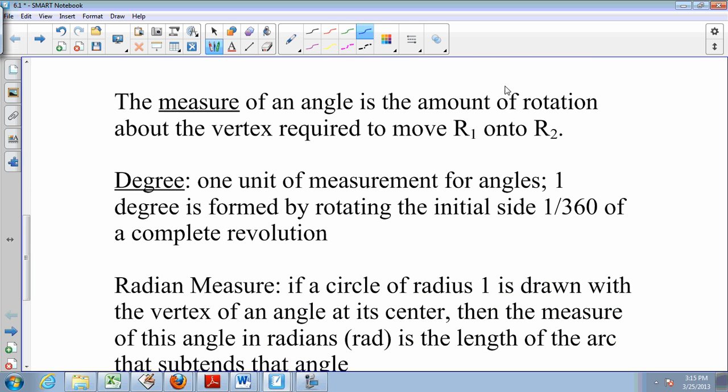The measure of angle A is the amount of rotation around the vertex required to move ray 1 onto ray 2. A degree is one unit of measurement for angles. One degree is formed by rotating the initial side 1/360th of a complete revolution.